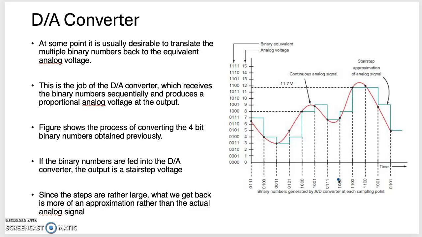And then we also talked about the D to A converter. At some point, it is usually desirable to translate the multiple binary numbers back to their analog voltage. So this is the job of the D to A converter. Here this shows the process of converting 4-bit binary numbers to analog. Of course, it's not perfect. It's very bad actually. Since the steps are rather large, what we get back is more of an approximation rather than the analog signal.